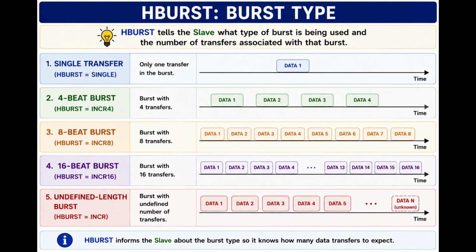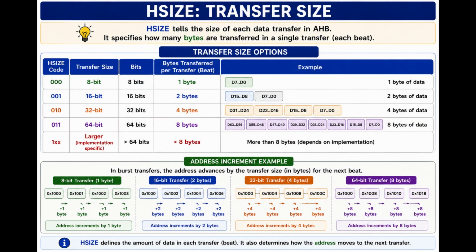For example, AHB supports single transfers as well as bursts with a fixed number of transfers such as 4-beat, 8-beat and 16-beat bursts. It can also support undefined length bursts, where the number of transfers is not fixed in advance. So HBURST tells the slave the burst type and the number of transfers associated with that burst. Now let's understand HSIZE, which tells us the size of each data transfer in AHB.